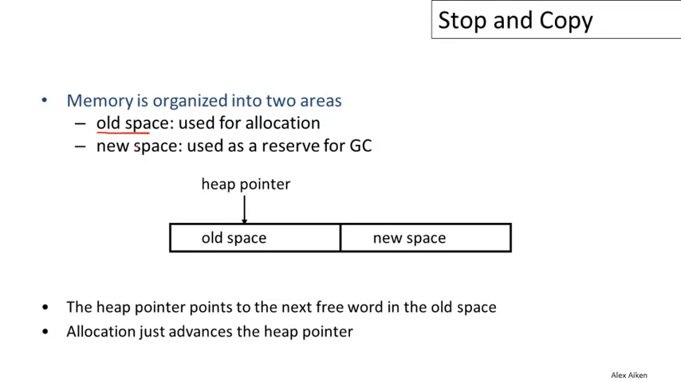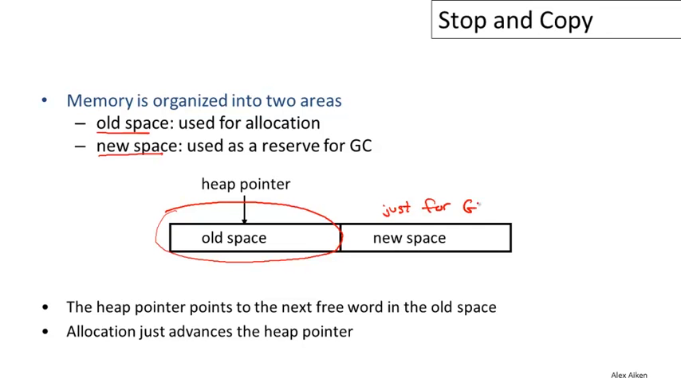We have an old space that's used for allocation, and so all of the data that the program is currently using lives in this area called the old space. And then there's a new space, which is reserved for the garbage collector. And so this is not used by the program. This is just for the GC.